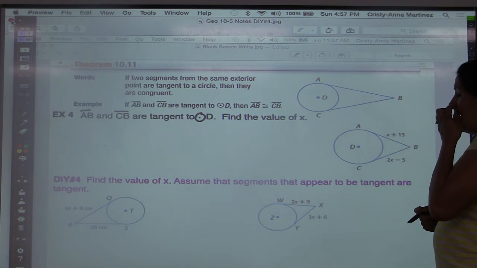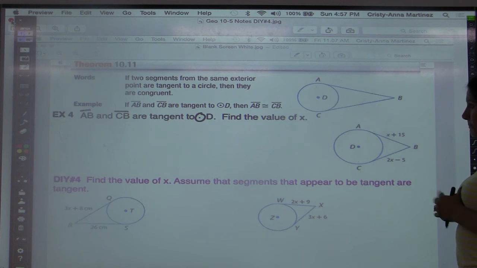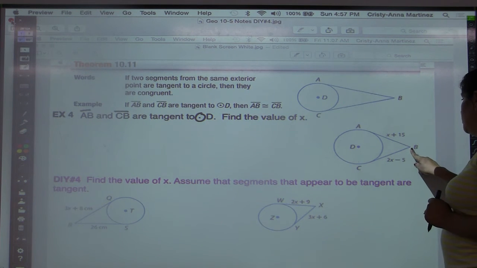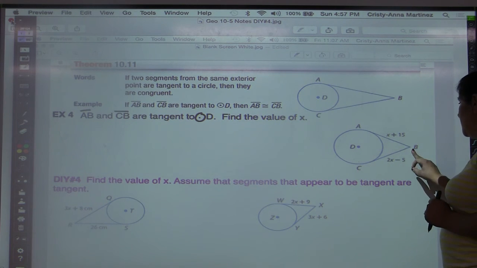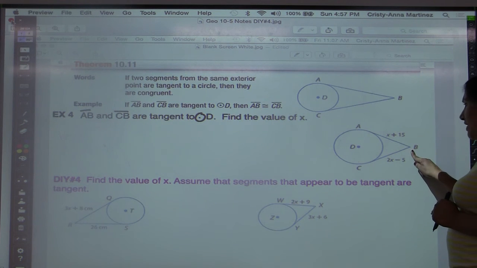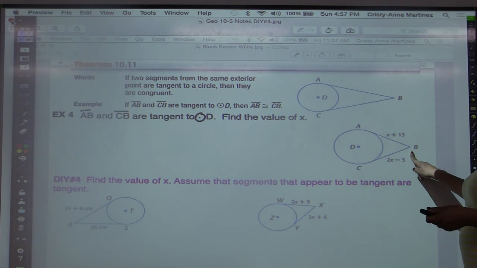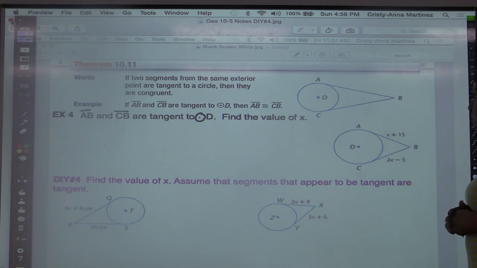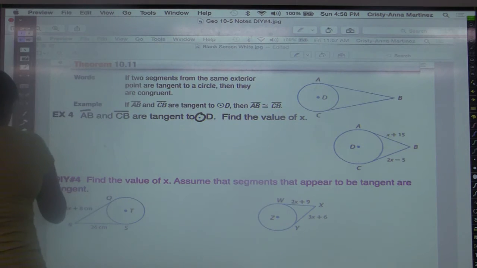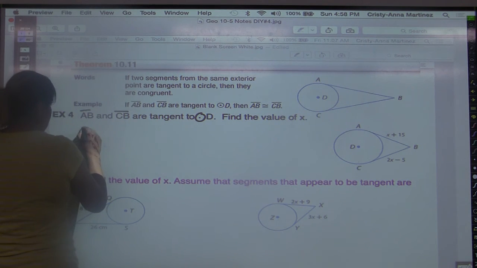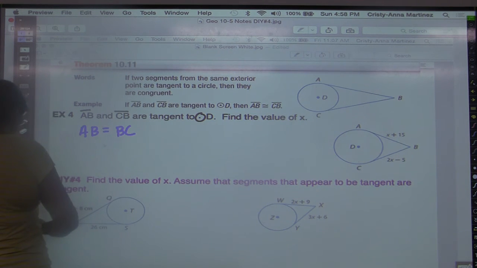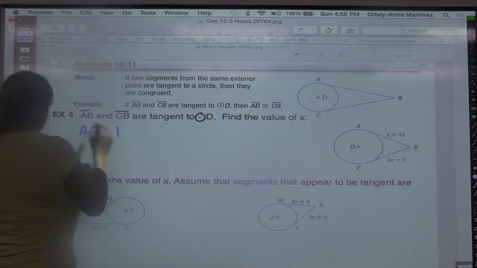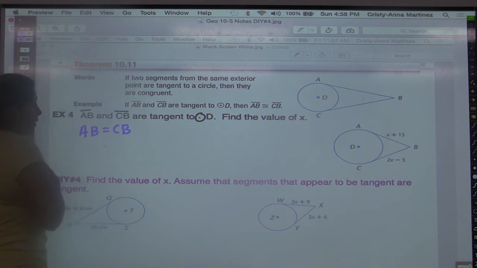So keeping that in mind, in example 4, we have a diagram, and you can see a very similar diagram. AB is tangent, and so is CB, and they're both extending from the same exterior point. So that means that according to the theorem, both the segments are the same. So again, a really simple algebra problem. We take our AB, and it has to be equal to BC or CB, however you want to say it. They're technically the same thing, but let's just stay consistent here. AB has to equal CB because they're tangent from the same exterior point.